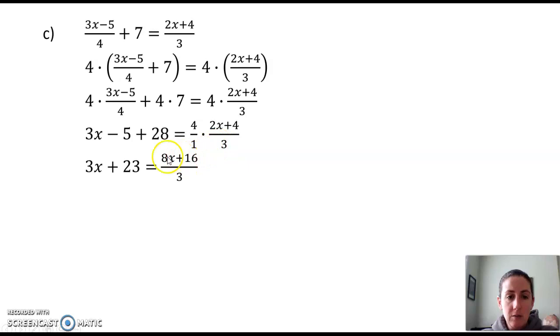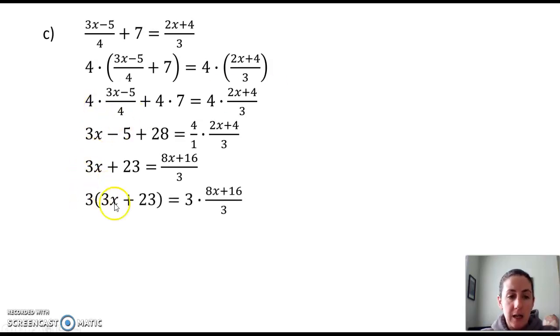And so when I do that, 28 minus 5 gives me 23, and I get 8x plus 16 all over 3. So notice I got rid of this first fraction. Now I need to get rid of the second fraction, and we can do the same thing by multiplying everything by 3. Multiply the entire left-hand side and the entire right-hand side by 3.